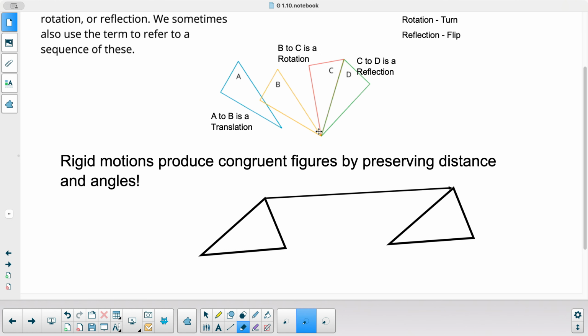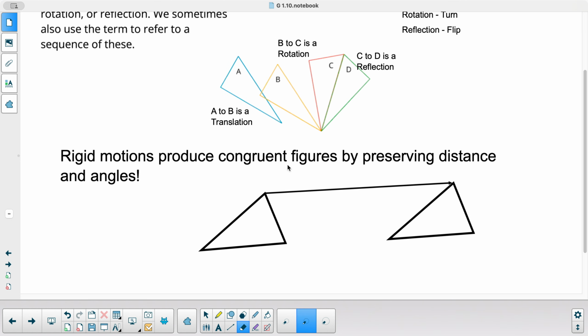Okay. Important to note, rigid motions produce congruent figures by preserving distance and angles. So when I say distance is being preserved, if I look at this side of the triangle, when I take this whole triangle over here with this arrow, this is called a directed line segment. This side is also the same distance, the same length. So when we say preserving distance, you could also think of that as preserving length. And then angles are also preserved too.